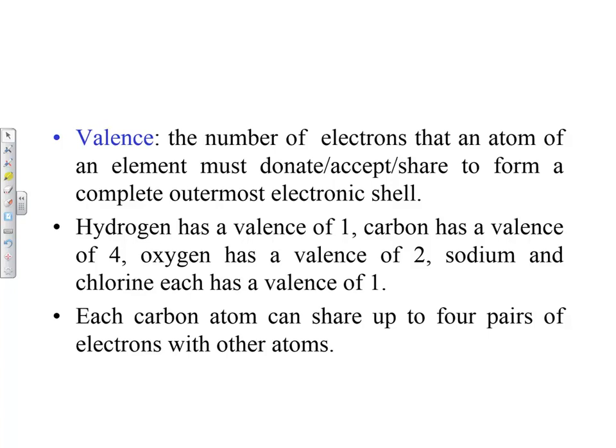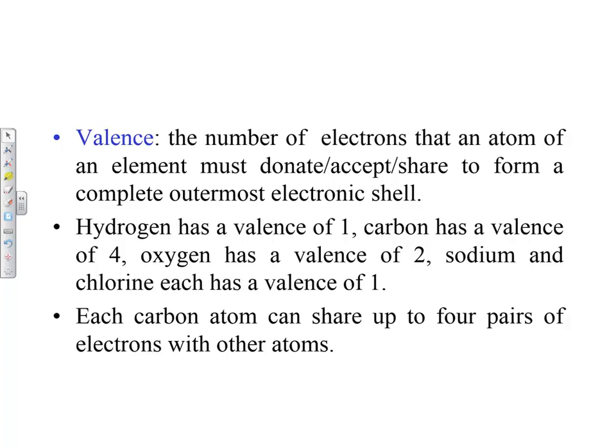Sodium has a valency of 1 because sodium donates 1 electron to chlorine. Similarly, chlorine has a valency of 1 because it receives 1 electron from sodium. So donate, accept, share. Donate and accept are for electrovalent bonds. Share is for covalent bonds.